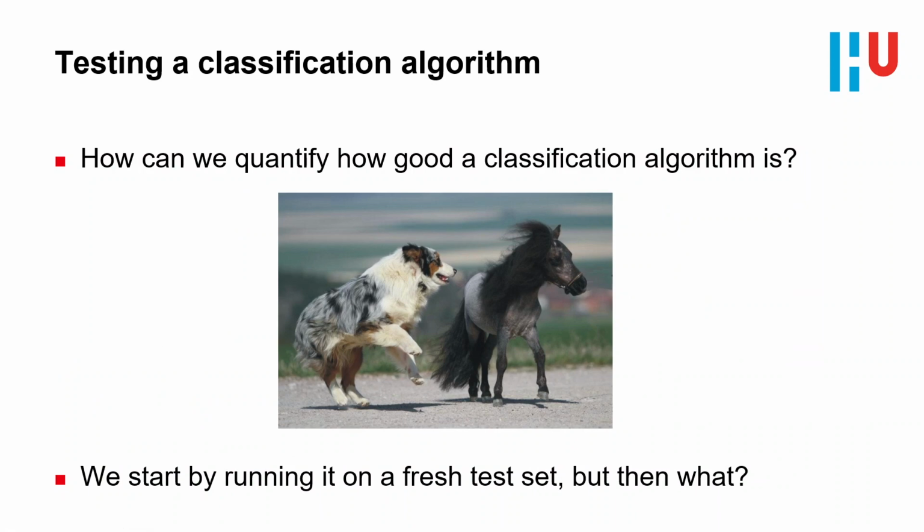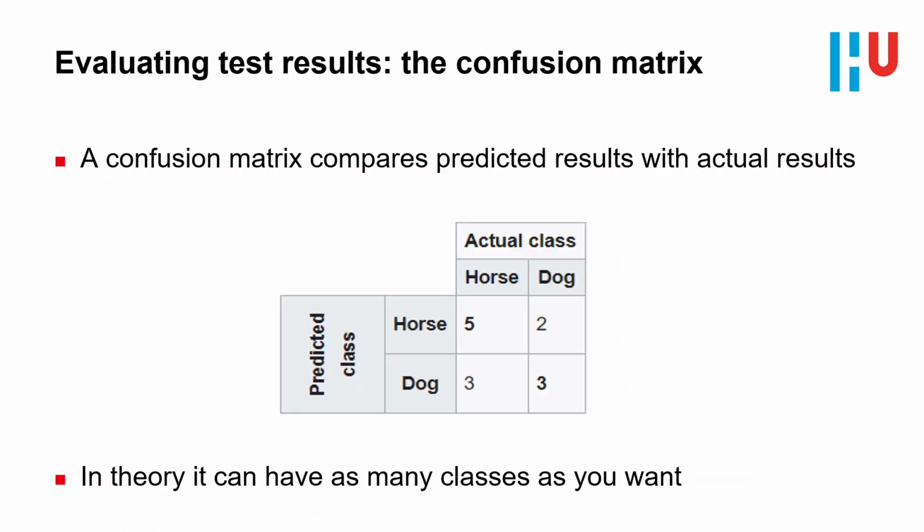So how can we test if an algorithm is good in classifying? How can we quantify that? How can we put a number on it? We start by running it on a fresh test set, but then how good is it? Well, a very easy way is using the confusion matrix. A confusion matrix compares predicted results with actual results.